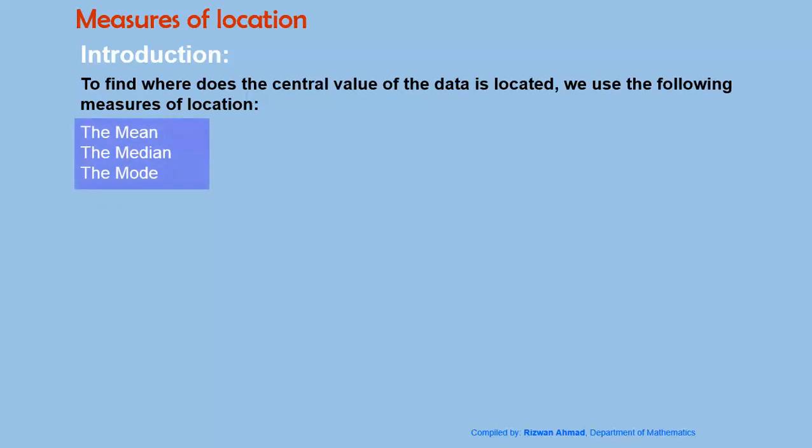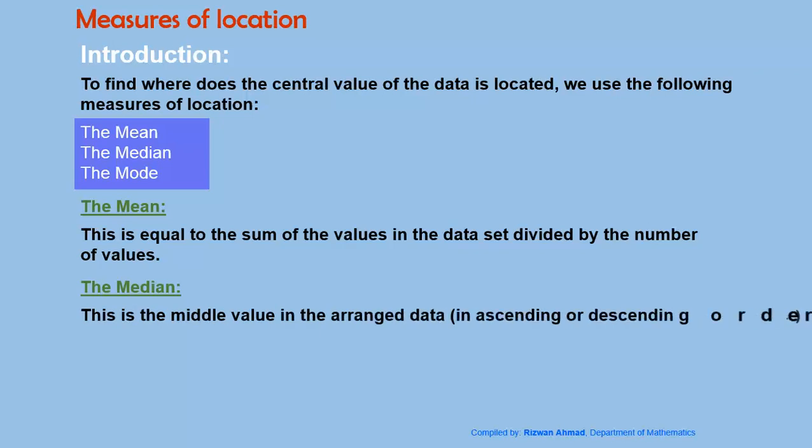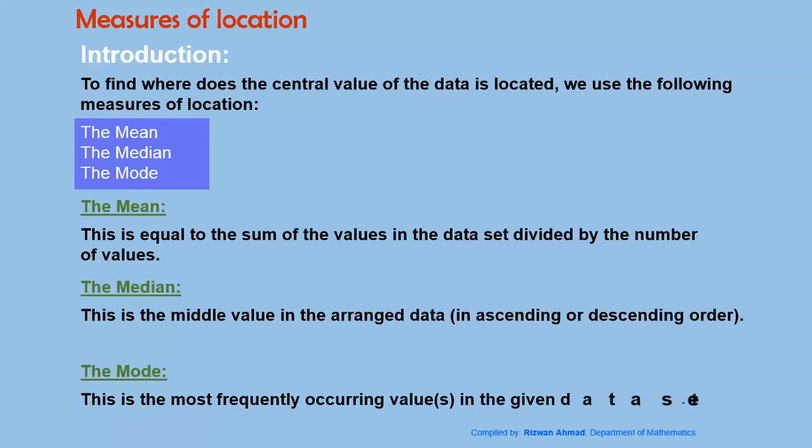The mean is the mathematical average of the numbers of the data. This is equal to the sum of the values in the data set divided by the number of values. Median is the middle value in the arranged data. Data may be arranged in ascending or descending order. The mode is the most frequently occurring value in the given set of data, or the most repeated value in the set of data.